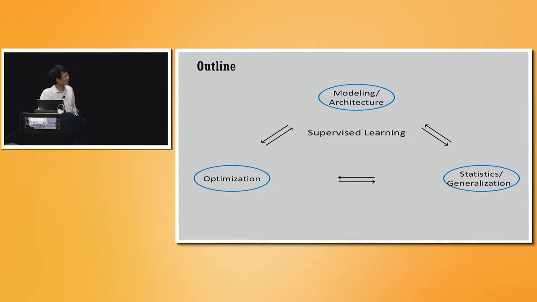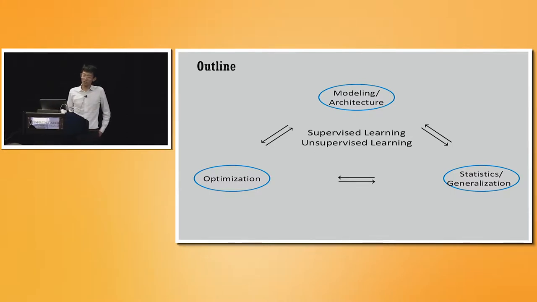And I don't see a way to even talk about all of these concepts separately, per se. So I think this kind of interaction is going to be a recurring theme of this talk. I will also spend 20 to 30 minutes on some other theory about deep learning in the context of unsupervised learning and reinforcement learning.